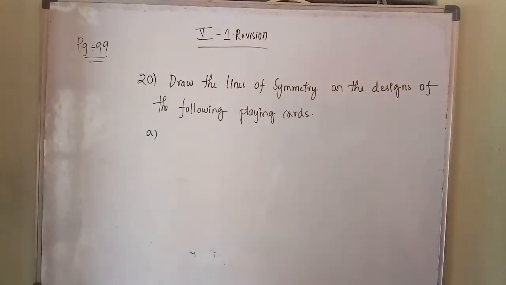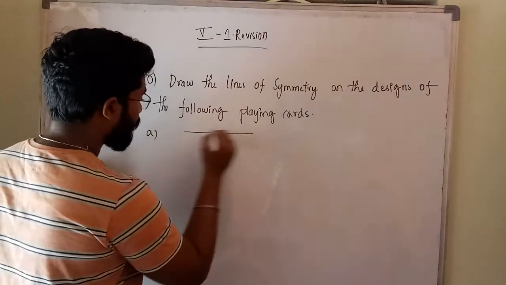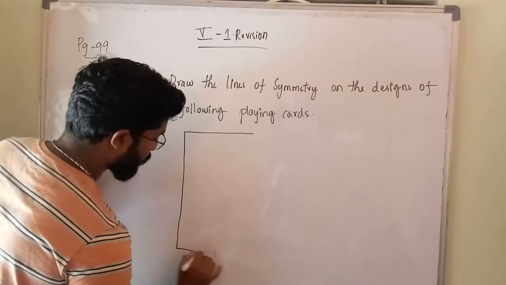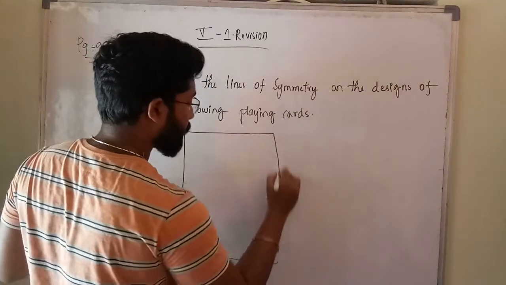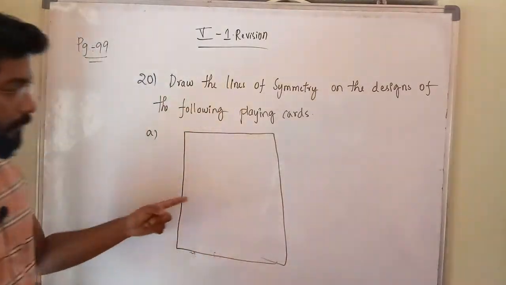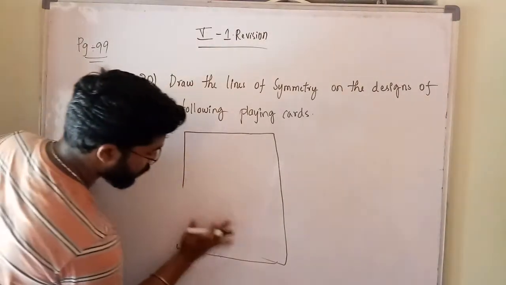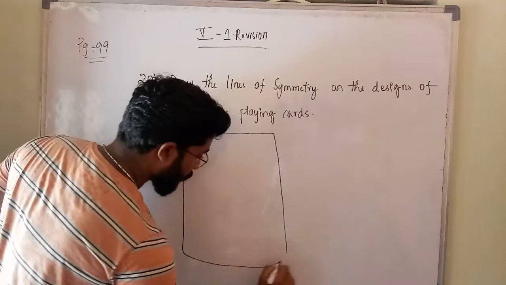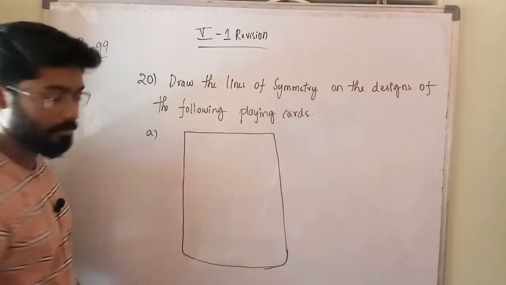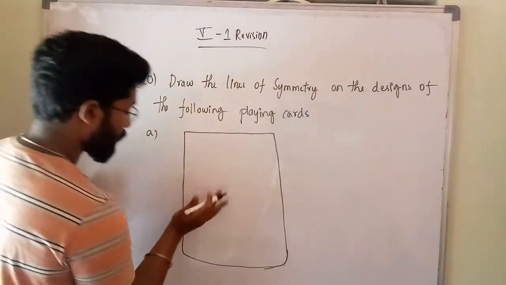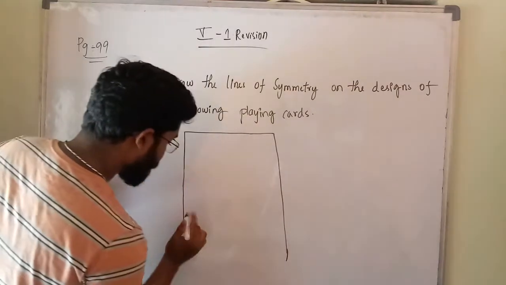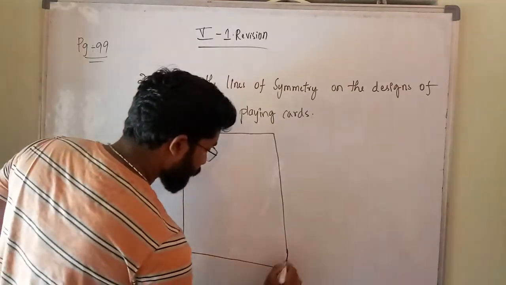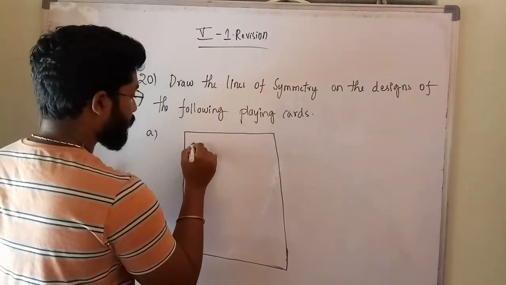So for the first figure, I will explain very clearly, so that's why I am drawing it very big. Okay, so this is the first question, no? This is the first one for which we have to draw the lines of symmetry. So this is the first figure. Just a minute. So this is a card. Okay.